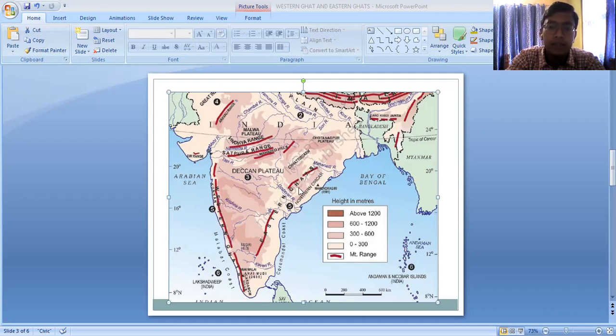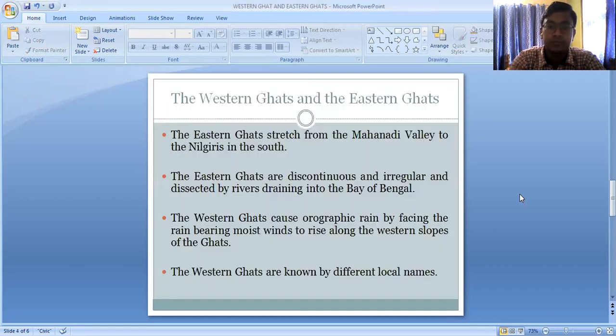But these hill ranges in the Eastern Ghat are not continuous like the Western Ghat. They are discontinuous. That means they have been broken into small divisions by rivers like the Godavari, the Kaveri and the Krishna, which flow through and have dissected the Eastern Ghat into various small fragments. The Eastern Ghats lie between the Mahanadi Valley and the Nilgiris in the south.